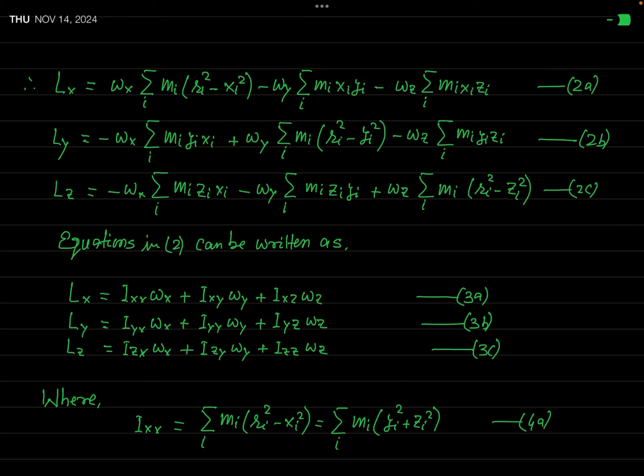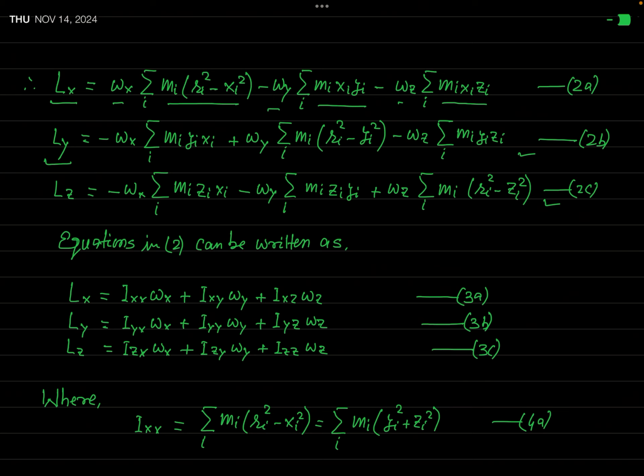I am not turning the page. You can do this algebra easily, and you can see that L_x is then given as omega x times summation over i m_i times (r_i square minus x_i square), minus omega y times summation over i m_i x_i y_i, minus omega z summation over i m_i x_i z_i. Similarly, you can find the expressions for L_y and L_z, which I have written in equations 2b and 2c. You can note down these things and do this algebra easily.